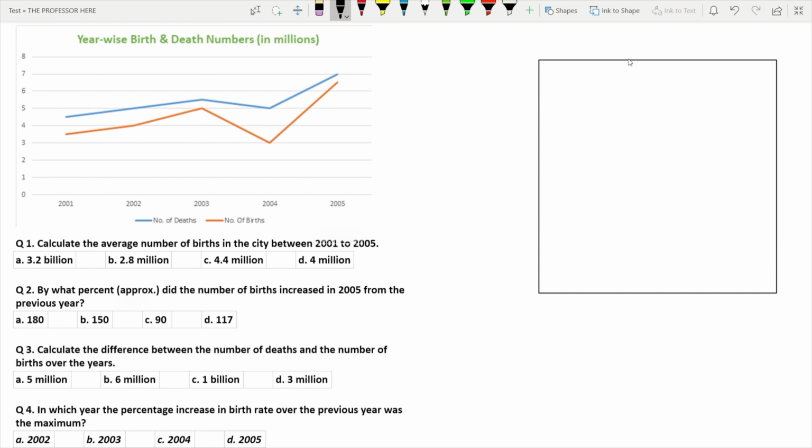You can just mark it in the graph itself. Or if you have any other easier methods with you, then you should follow that. So now let's look how to solve this set. The line chart given represents year-wise birth and death numbers in millions.